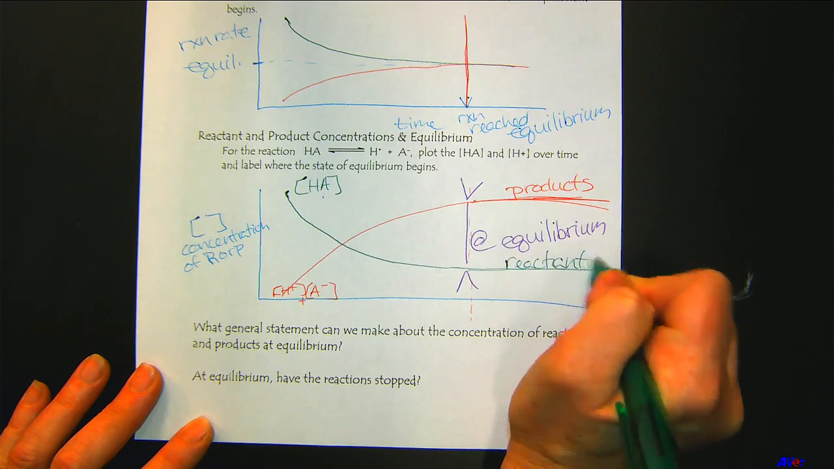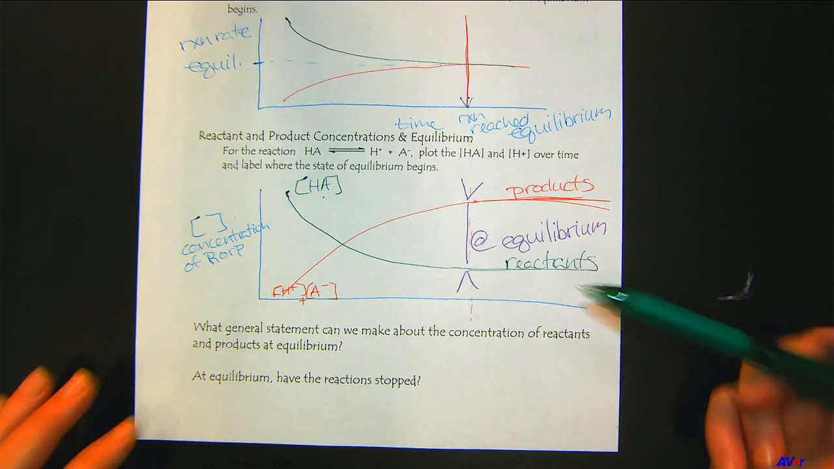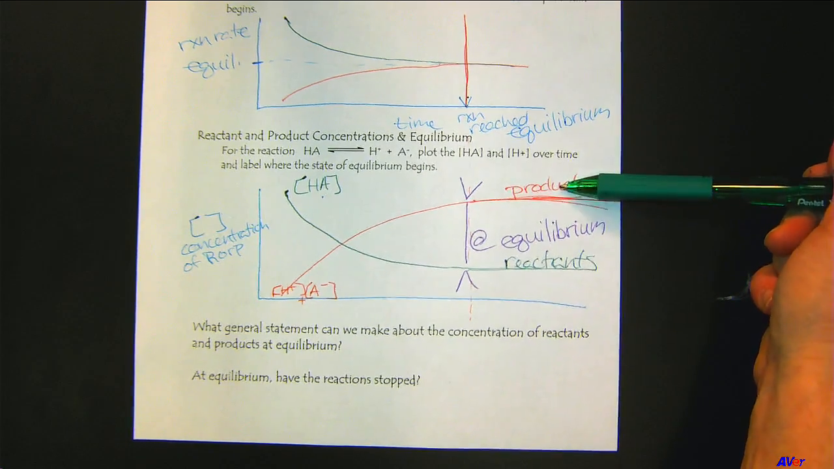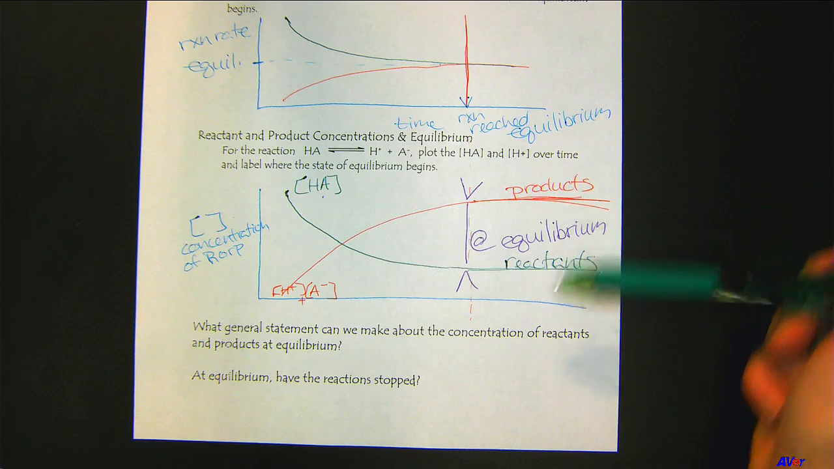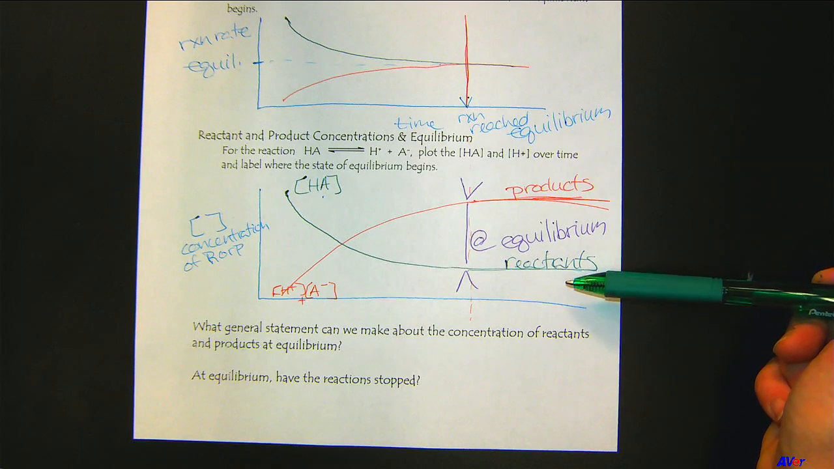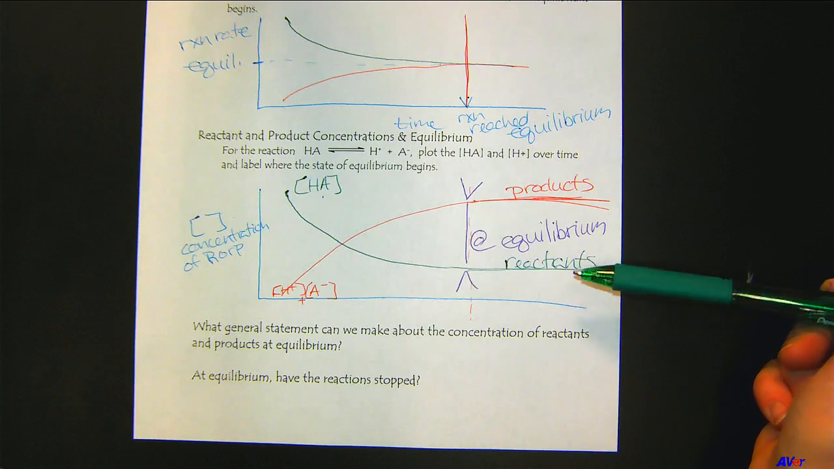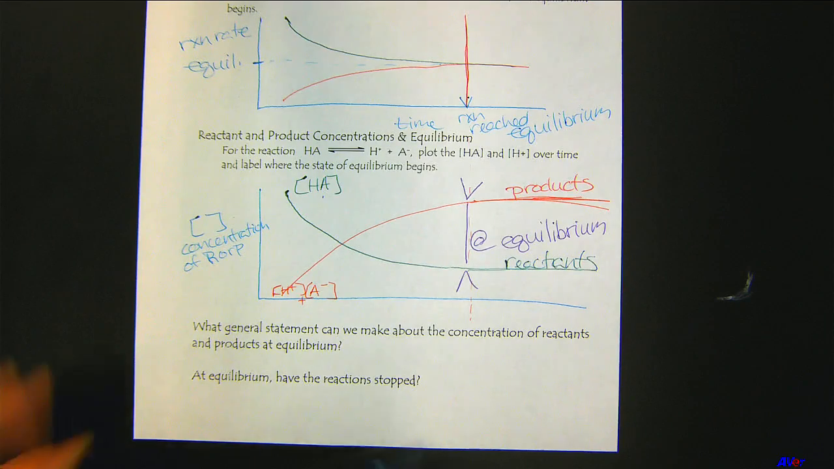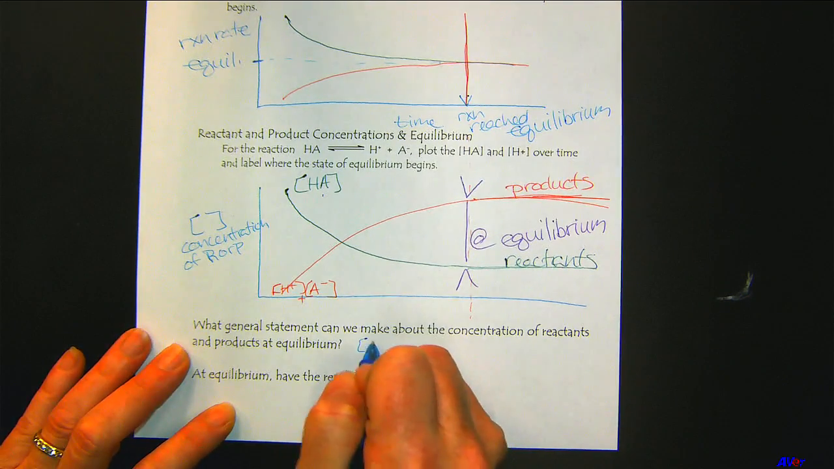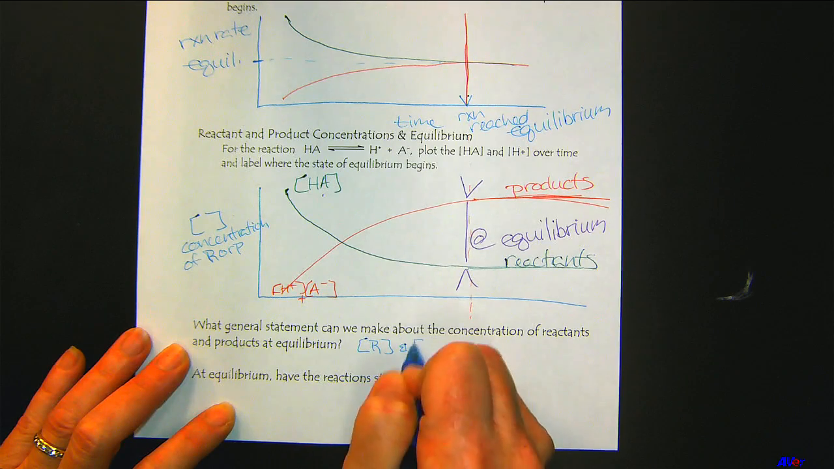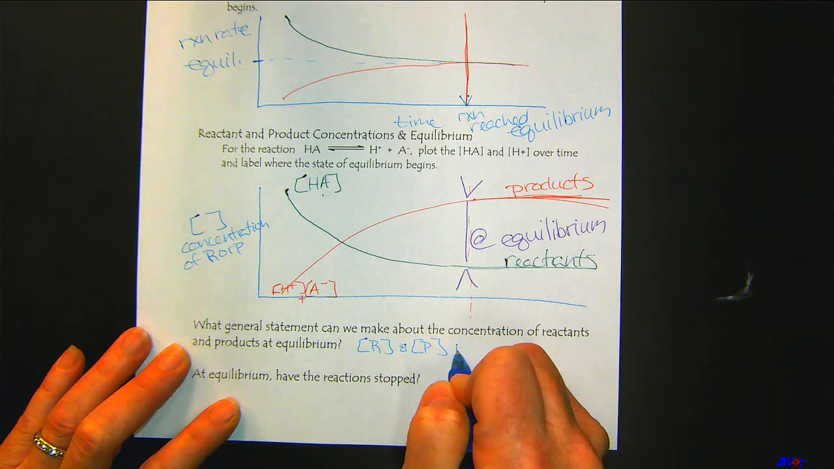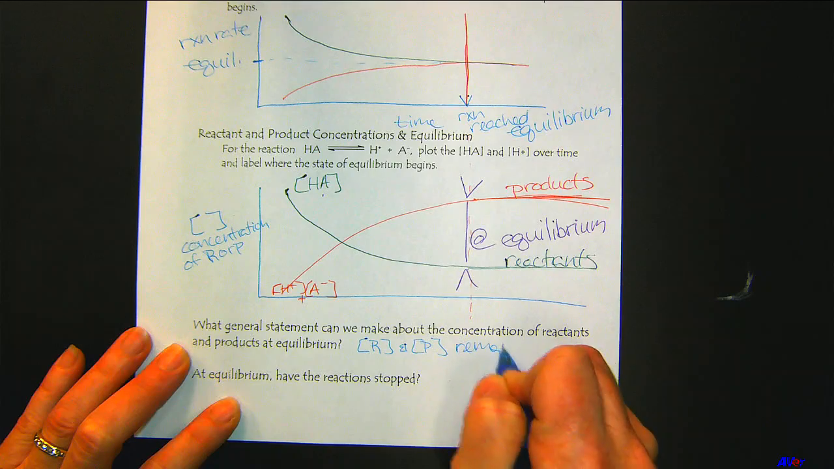This is a common misconception. Is the concentration of products equal to the concentration of the reactants at equilibrium? No. What we can say is that the concentration of reactants and the concentration of products remain constant.